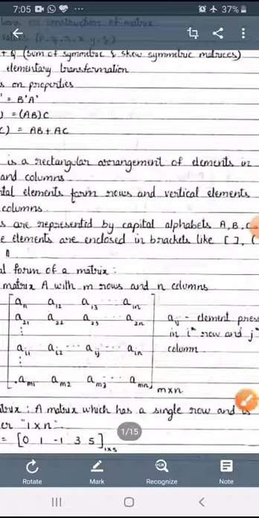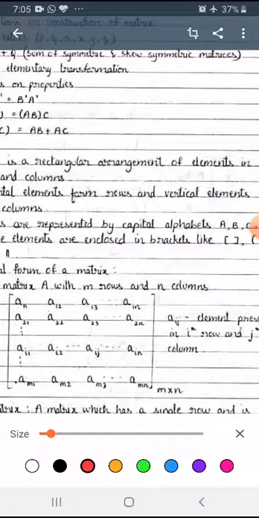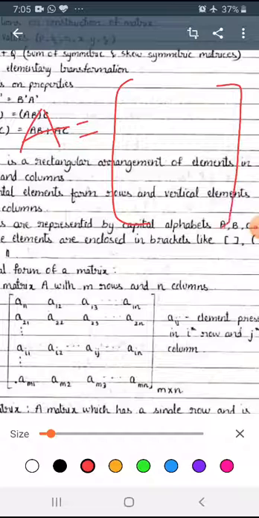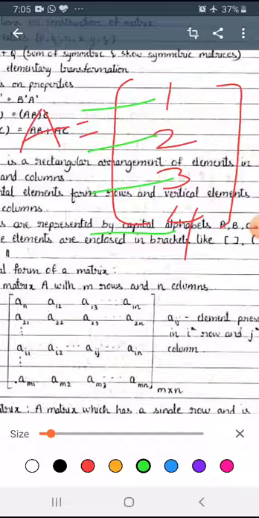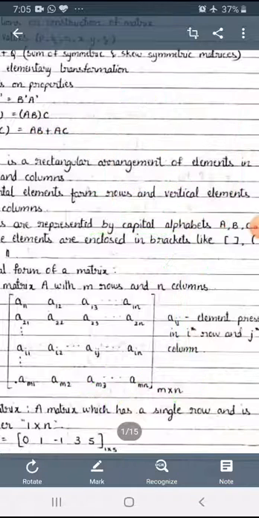And one more example. See here, A equal to 1 2 3 4 written in a column. Here, how many rows are there? Yes, 4 rows: first row, second row, third row, fourth row. How many columns? Only one column is there. Now what is the order of this matrix? Yes, 4 by 1. That is the order of the matrix.